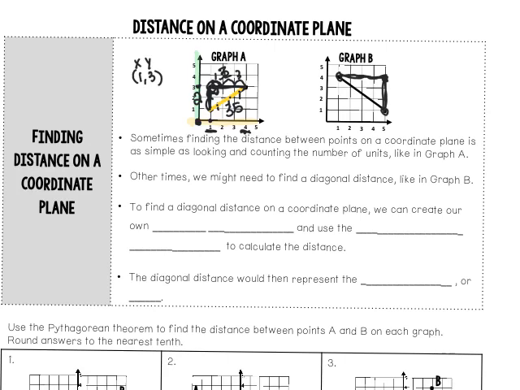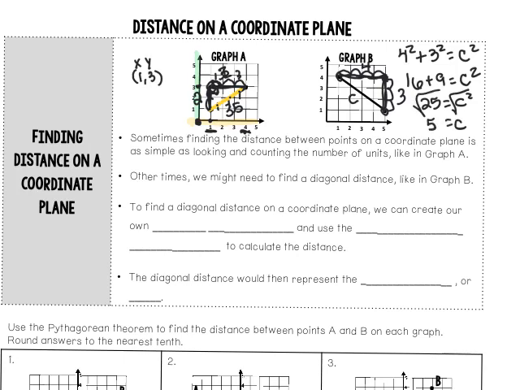All right, so now how many hops over? 1, 2, 3, 4. How many hops down? 1, 2, 3 units down. So this would be a 4 by 3. So what we're really looking for is c. So this would be 4 squared plus 3 squared equals c squared, or 16 plus 9 equals c squared, or c squared equals 25, or if we take the square root of both sides, c is equal to 5.